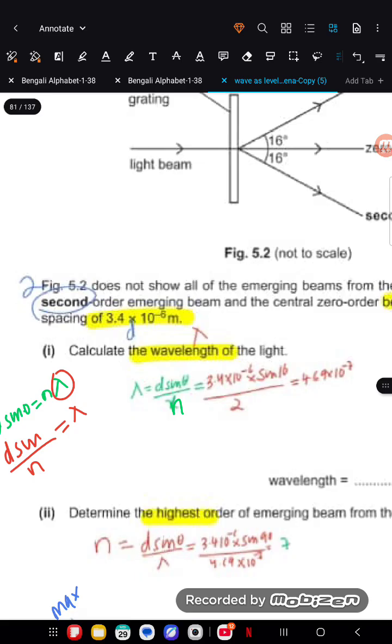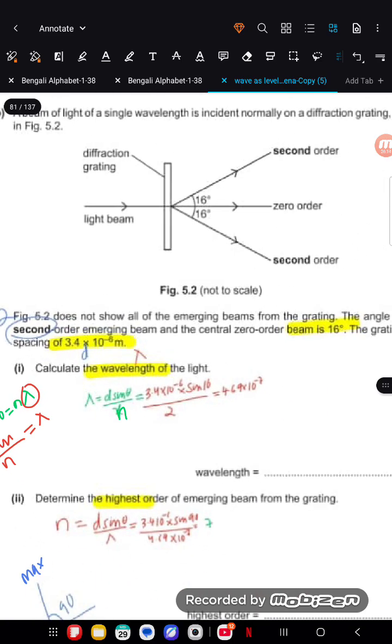Then the order is given 2, right? The order is 2, and sine theta is sine 16, right?